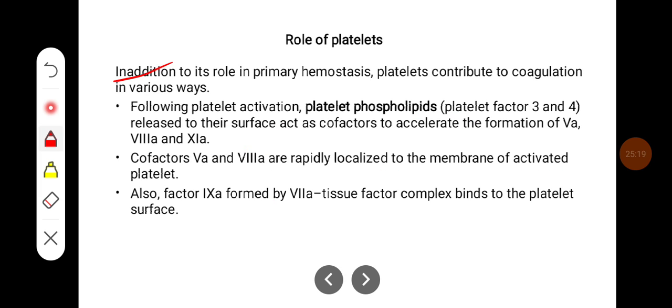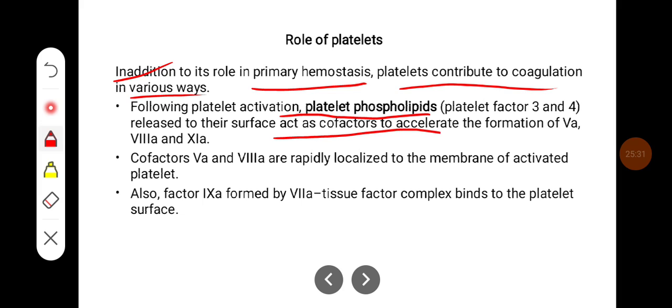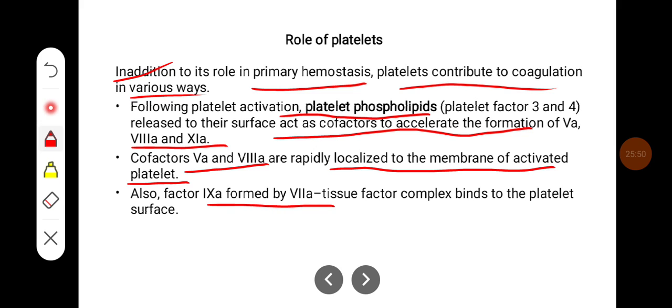In addition to its role in primary hemostasis, platelets contribute to coagulation in various ways. Following platelet activation, platelet phospholipids 3 and 4 released on their surface act as a cofactor to accelerate the formation of active 5, 7, and 11. Cofactors 5A and 8A rapidly localize to the membrane of the activated platelet. Also, activated factor 9 and activated 7 tissue factor complex bind to the platelet surface.